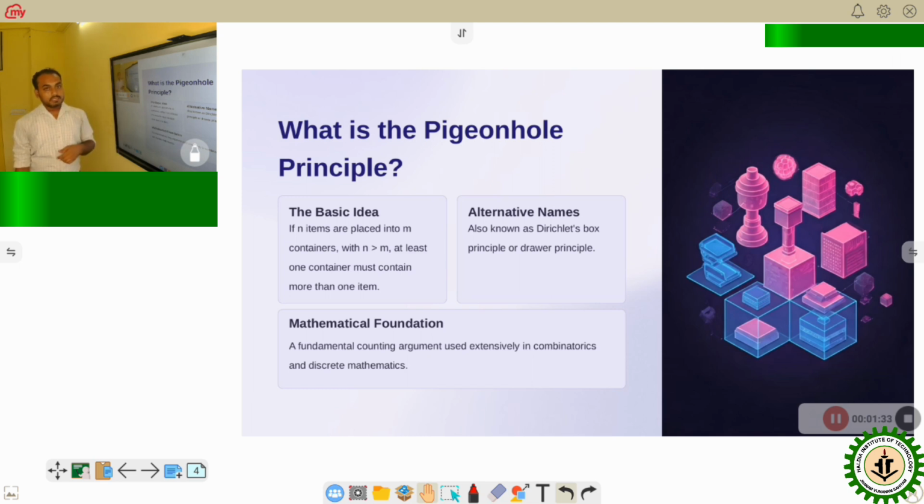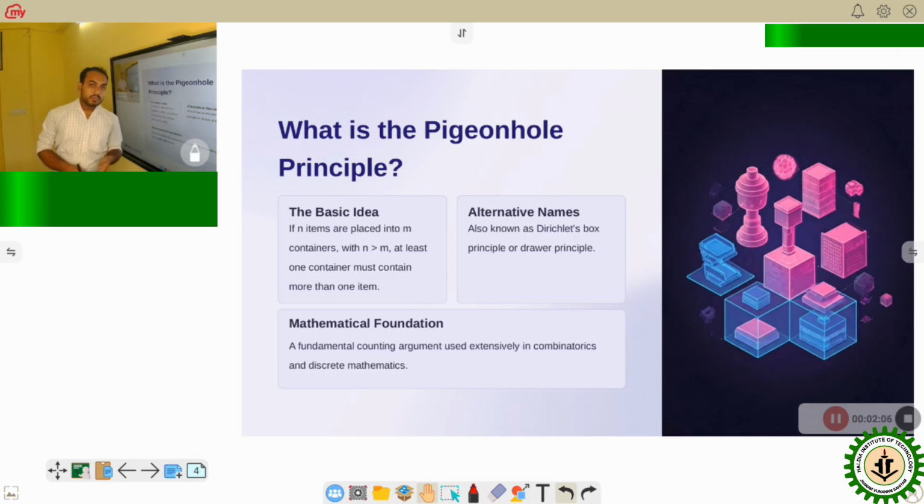Or this definition can also be stated like this: if we have n plus one pigeons that have to be placed into n pigeonholes, then at least one of the pigeonholes should contain more than one pigeon. So the formal definition says that in the pigeonhole principle, the number of objects should always be greater than the number of pigeonholes. Then one of the pigeonholes should contain more than one element.